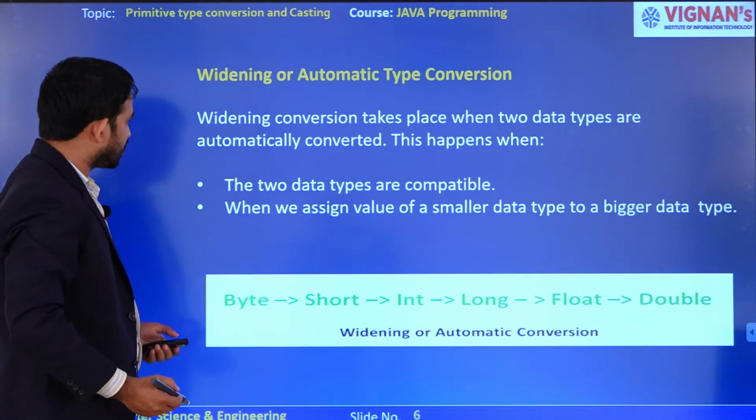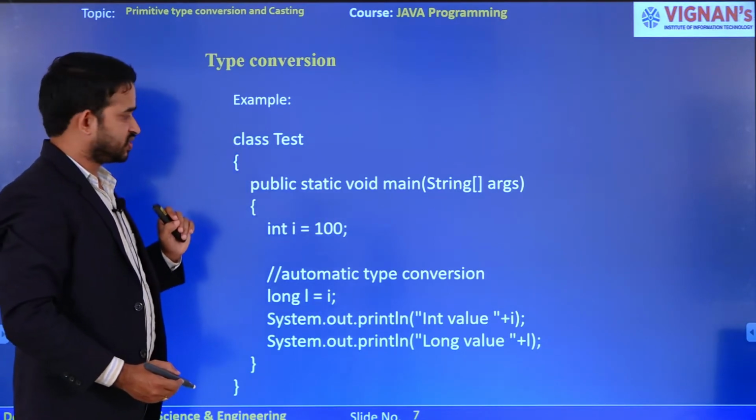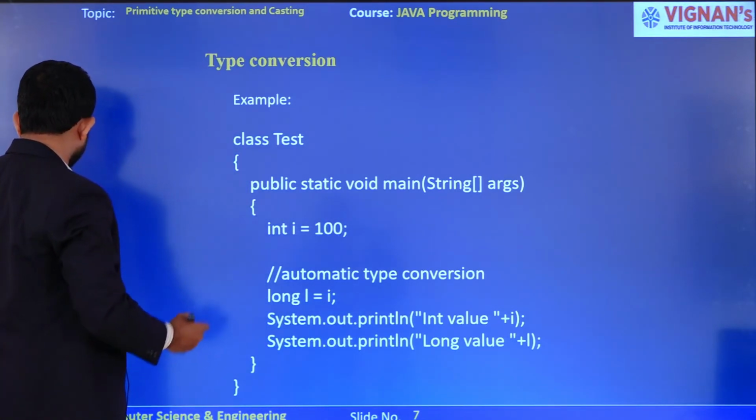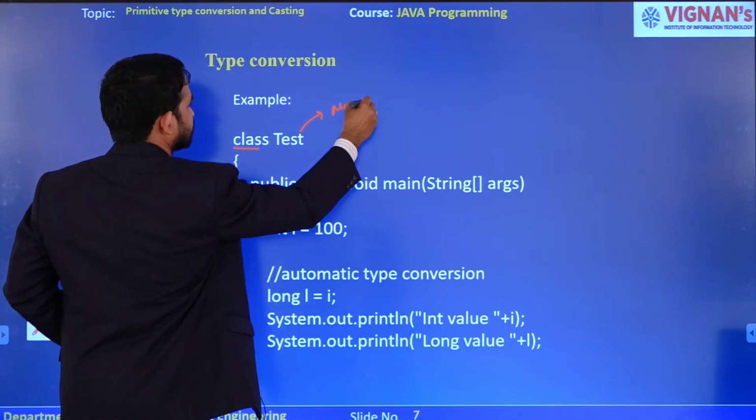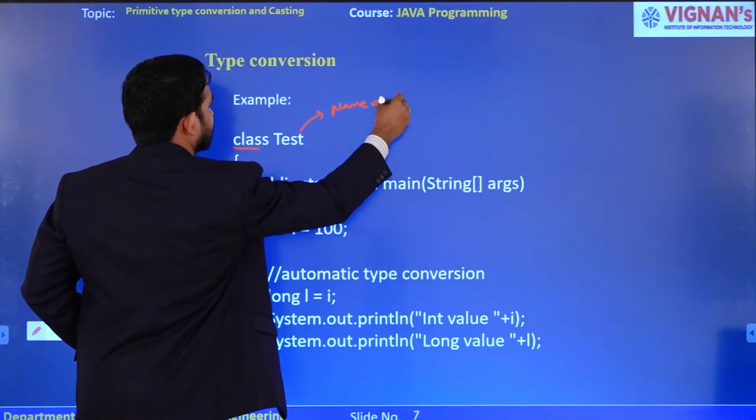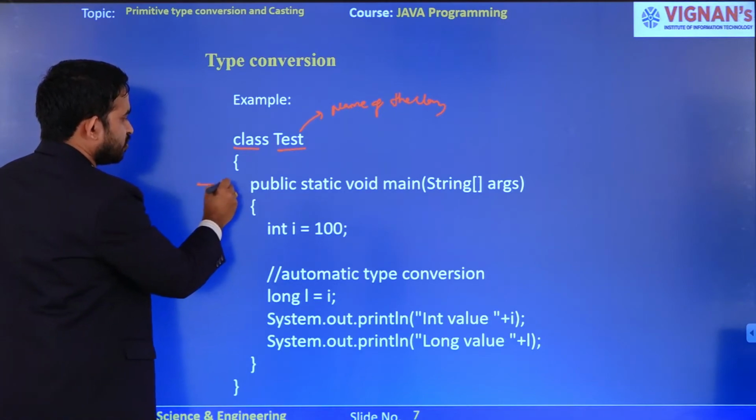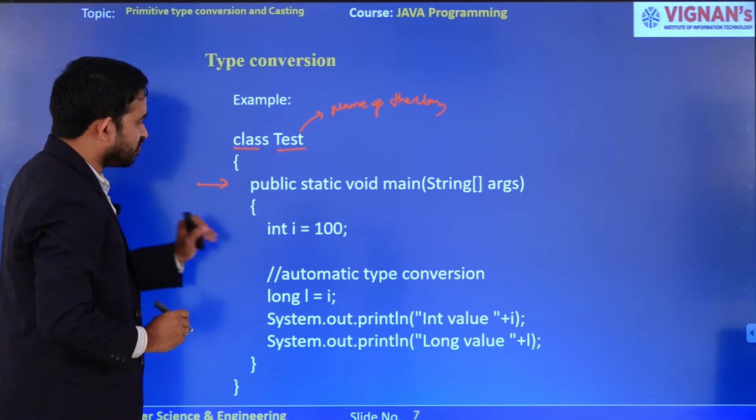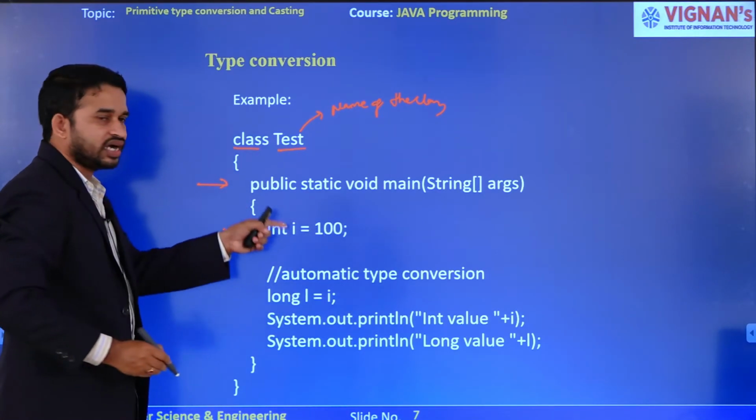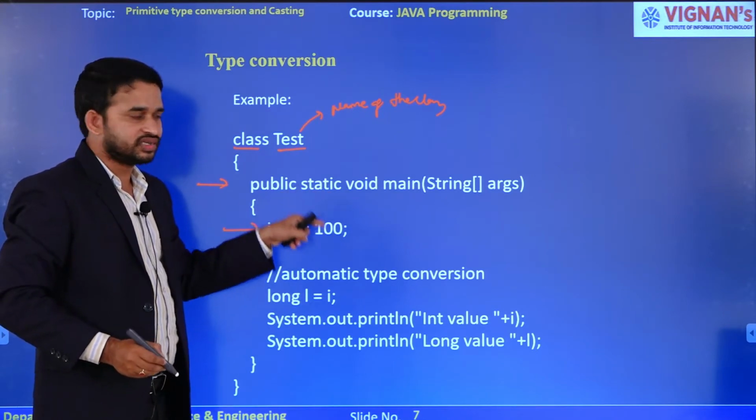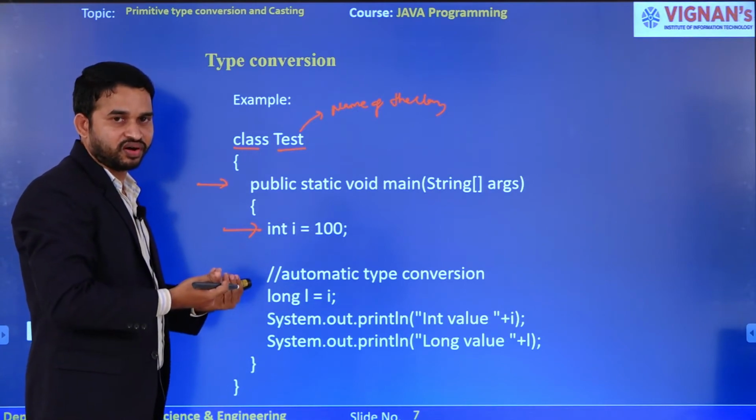The next one, here we are going to see the example. This is the example program for automatic type conversion. What is the declaration of the class here? By using the keyword class. What is the name of the class here? Test. Test is the name of the class. This is the general statement of the main method. Here I declared one variable. What type of variable is this? Already we learned in the previous lecture, it is a local variable. Why? Because we declared this variable inside the main method. That is the reason we call this variable a local variable. The next one, here I am going to perform conversion.